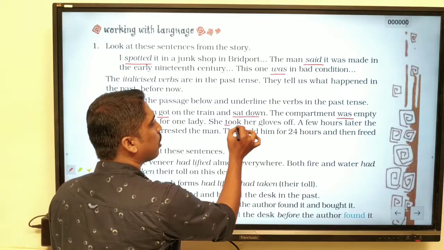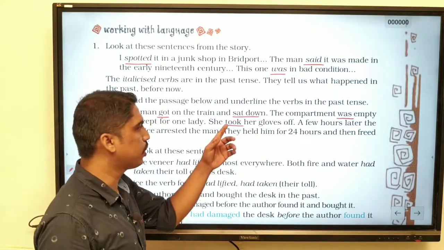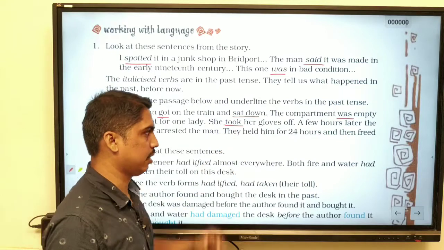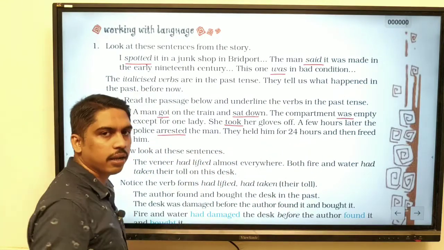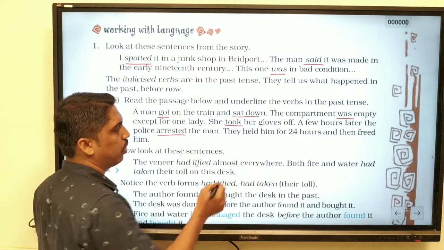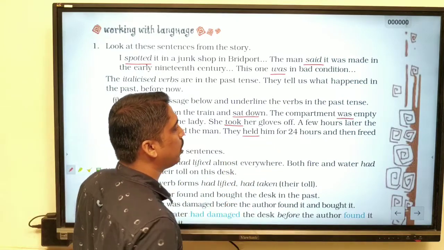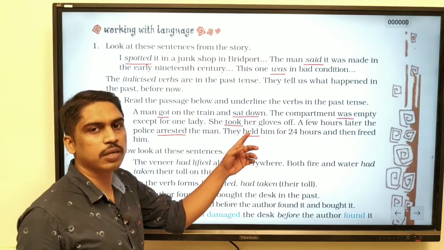She took her gloves off. Took is the past form of take. A few hours later, the policeman arrested the man. It is also the past form, verb 2. They held him for 24 hours. But it is also past.